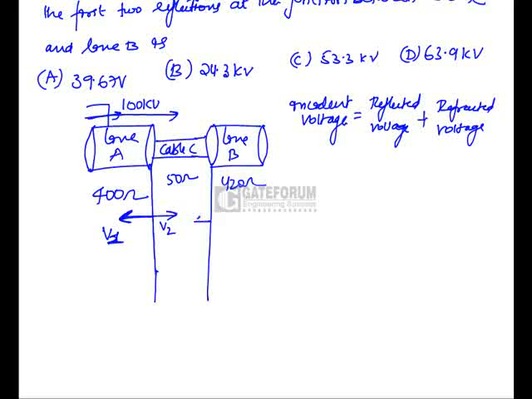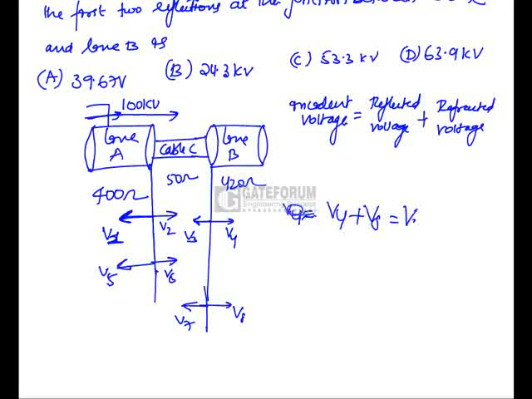Similarly, it will reach cable C and line B point. We named these V3 and V4. In the question he asked not for one reflection but for the first two reflections. So I am taking this as V5 and this one as V6, and similarly this as V7 and V8. Now the surge voltage transmitted into line B due to first two reflections at the junction of cable and line B is equal to V4 plus V8. So we have to find V4 and V8.